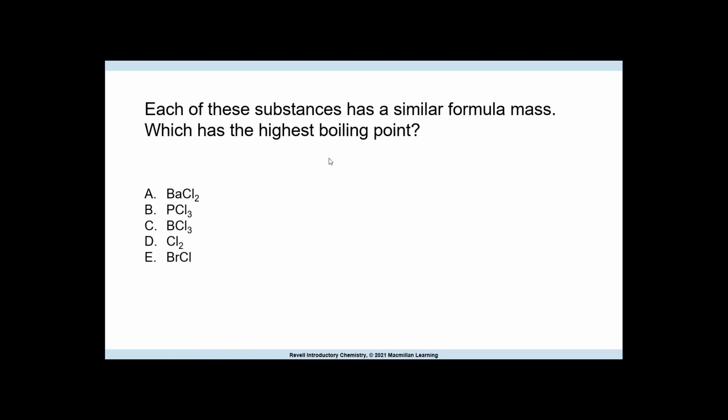Each of these substances has a similar formula mass. Which has the highest boiling point? If you take a look at them and you don't know which it is, the next thing you should ask yourself is, are you dealing with all covalent molecules, or is there an ionic one in there somewhere? An ionic compound has a higher boiling point, and there it is.